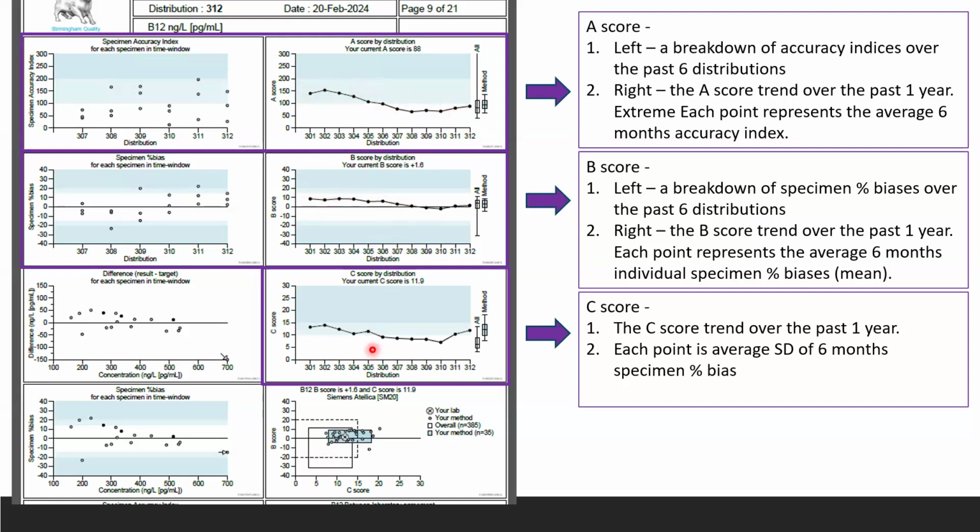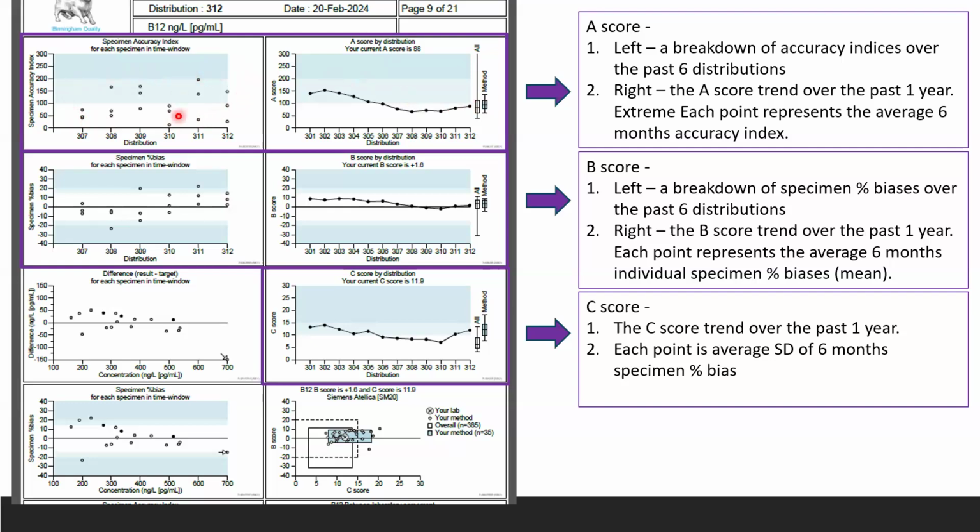So the extreme right data point, these data points here, I'll focus now on the A score. The A score is a synthesis of all specimen accuracy indices from the last 6 distributions. And given that there are 3 samples per distribution, this is a synthesis of 18 data points. So each data point is shown individually on the left-hand side of the graph.